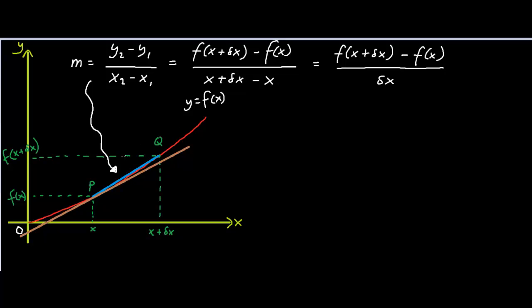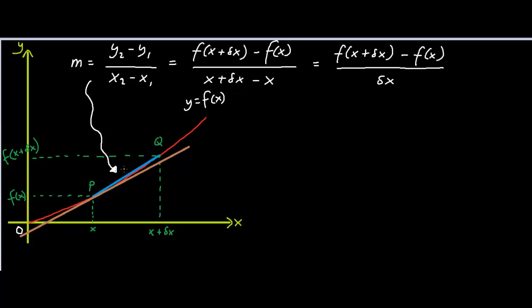Okay, so considering the coordinates of P and Q, the gradient of the chord PQ is f(x plus change in x) minus f(x) over change in x. Now, m just stands for gradient, and this is the formula we use to find gradients. So, as I said, the gradient of the chord PQ is this fraction up here.